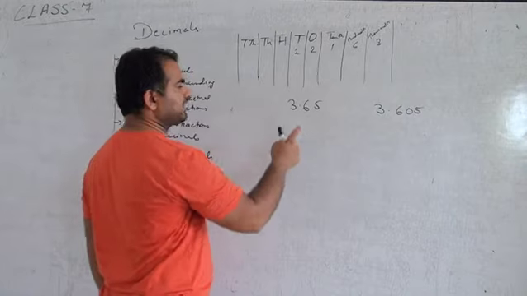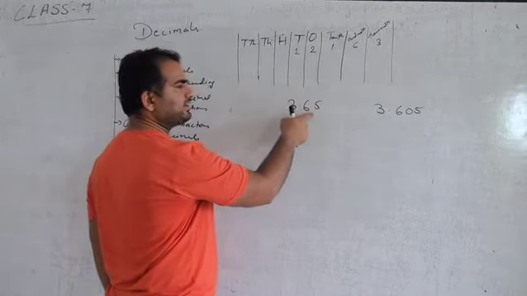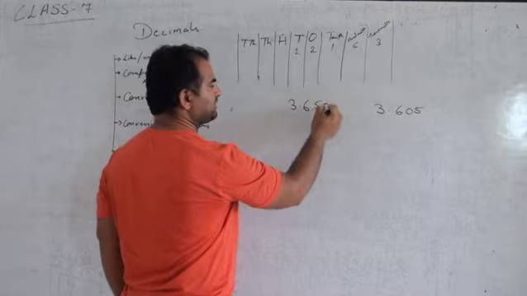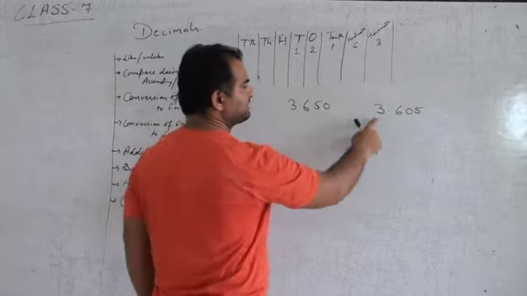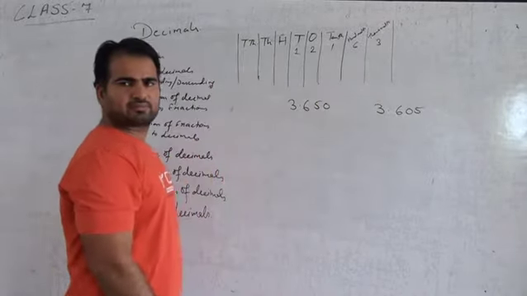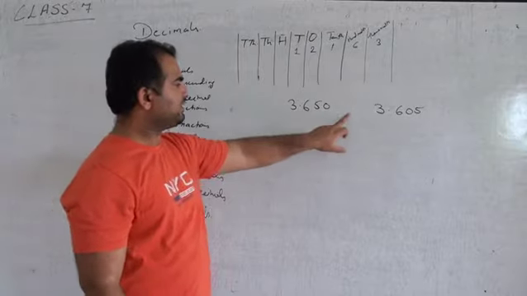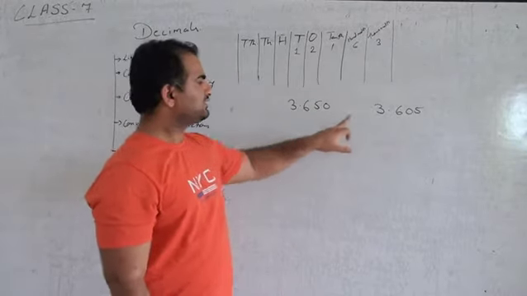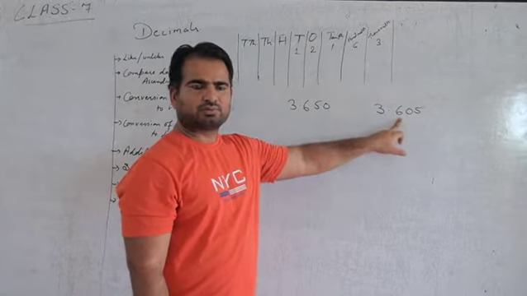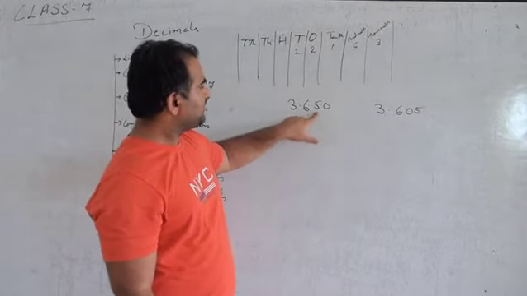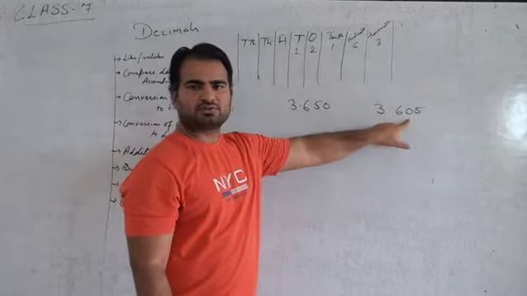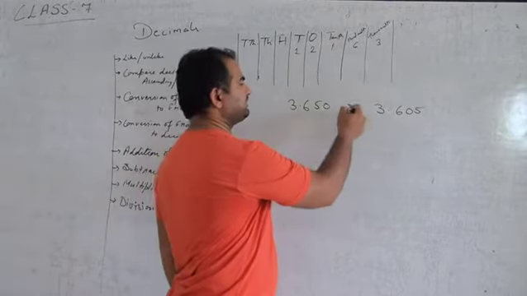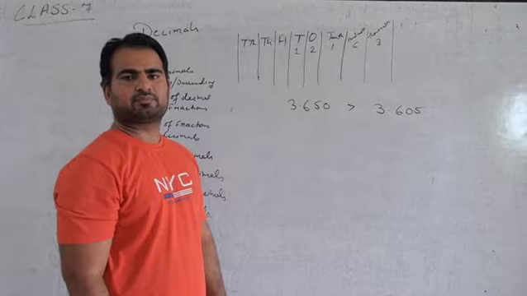We cannot place the 0 in between the digits; we write it at the last. So it will be 3.650 and 3.605. Now compare the whole number, it is 3 and it is also 3, so they are equal. Compare on the tenth place, it is 6 and it is also 6. Both are equal. Now on the hundredth place, it is 5 and it is 0. So which one is bigger? The 5 is bigger. So the left one is bigger.